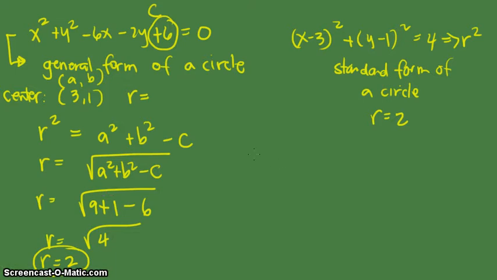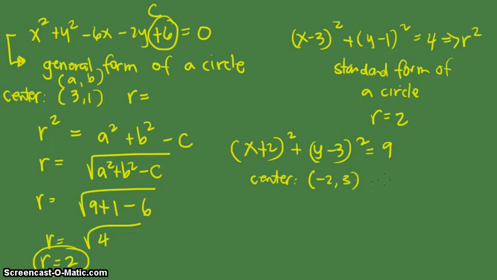Let's say I'll give another equation, (x plus 2) squared plus (y minus 3) squared is equal to 9. In this equation, it's very easy to identify the center. It's negative 2 and positive 3, and the radius is the square root of 9, which is 3. Very easy, right? Now let's say I'll expand this equation.